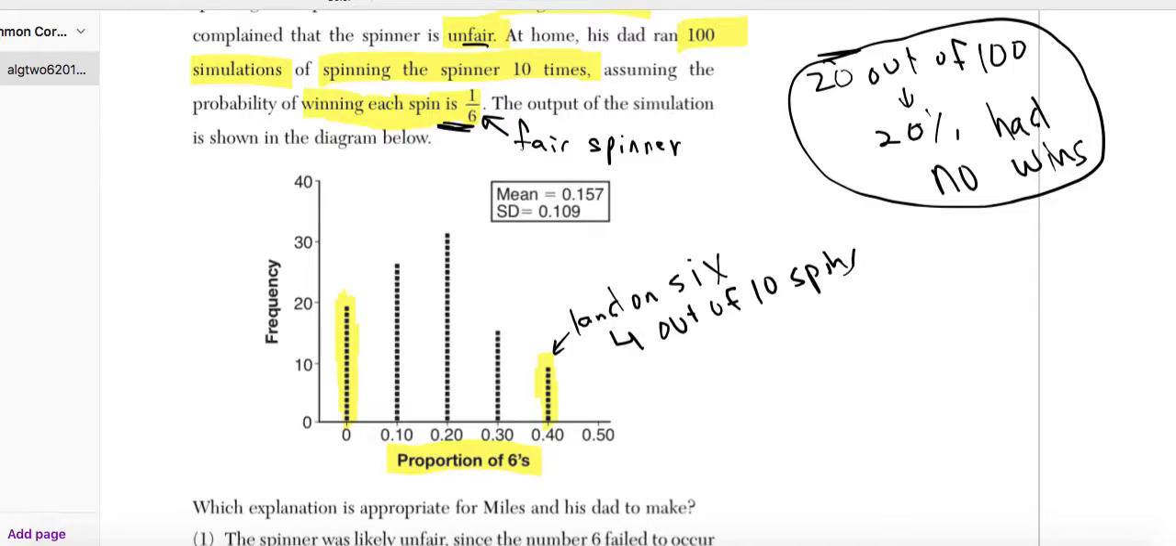Unusual is usually like less than 5%, right? But almost a quarter of the time, you could expect that. If I spin 10 times and I didn't land on 6 at all, that doesn't necessarily mean the spinner is unfair, because even if it's a fair spinner, there's like a 20% chance of not landing on 6, which is not unusual. If it was less than 5% of the time, then I wouldn't expect that to happen and I would suspect the spinner is unfair.